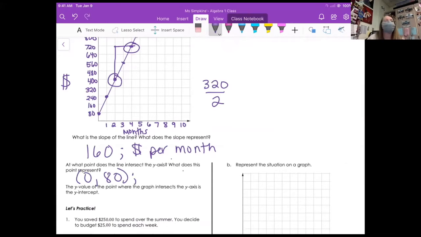And what is the 80 representing for this problem? The money that we start with. Yeah, initial charge, right? My activation fee, however you want to say it. Initial charge, activation fee, all that good stuff.